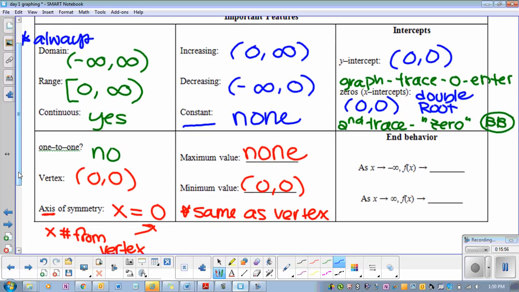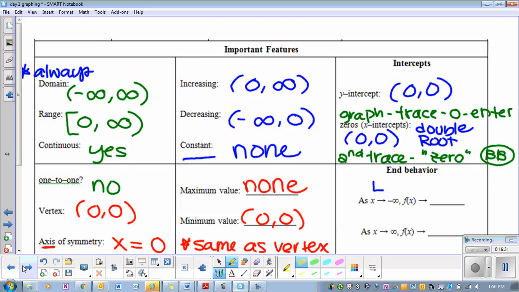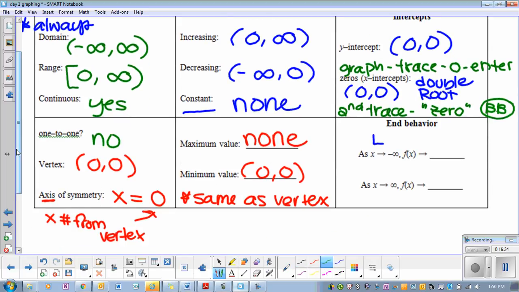All right, so now the end behavior. As x approaches negative infinity, if you're standing on the x-axis and you want to go towards negative infinity, which way do you have to go? To go to negative? Left, yeah. So then this is asking about the left arm of your graph. Look at your graph. What is the left arm doing? Well, it's going up, right? Your only options are up, down, or straight to a number. It's going up to infinity.